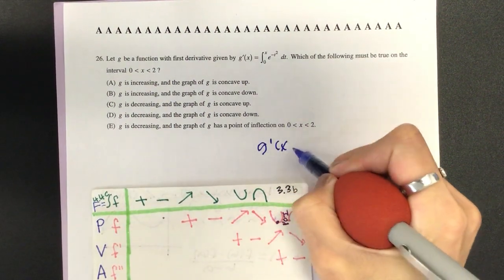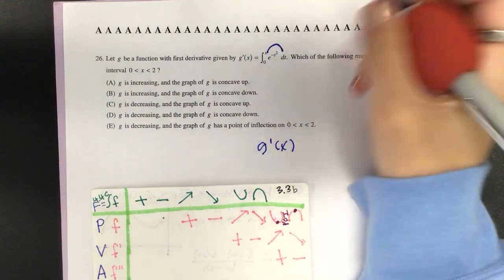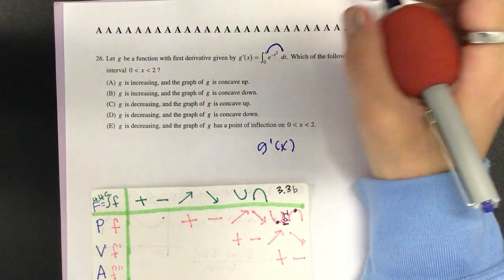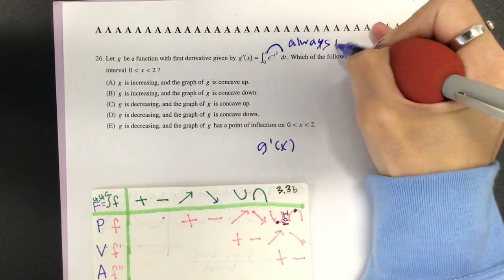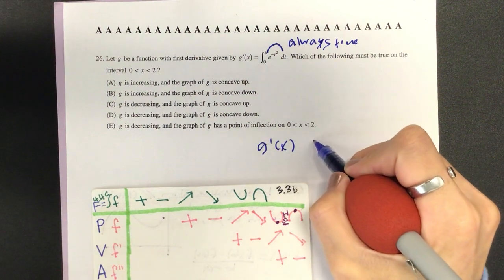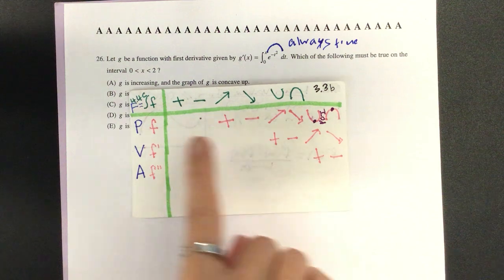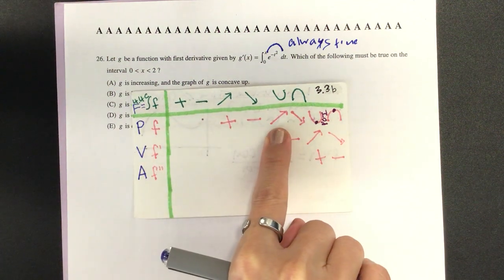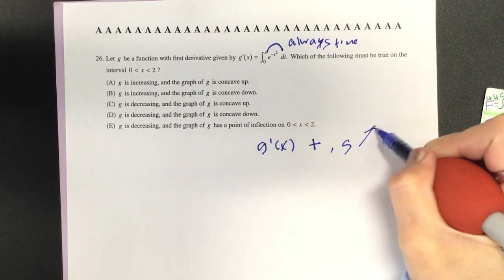g prime of x. I'll make it simple. We know e to the power of anything is always, what was it again? Positive or negative? Positive. Always positive. So if g prime of x is positive, let's think: if the derivative is positive, then the original graph is going up. So I'm going to draw this right here. Then g is going up.